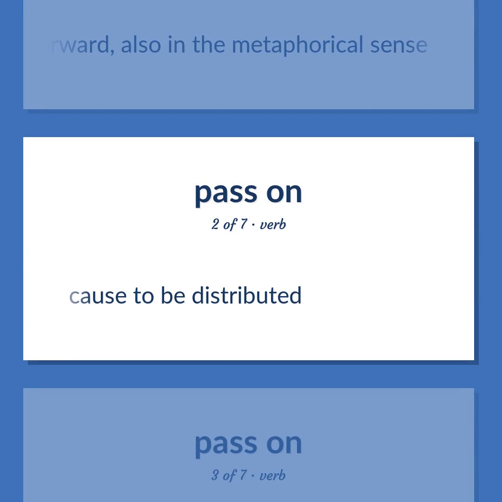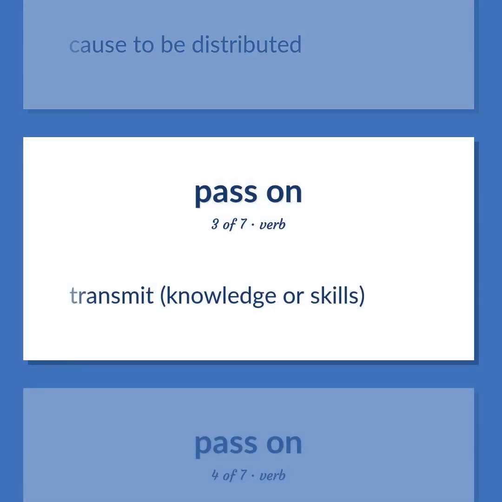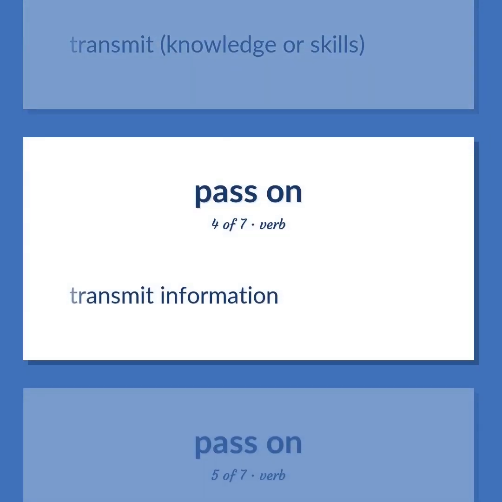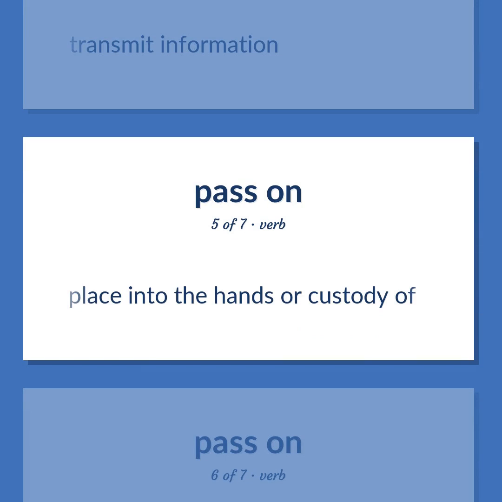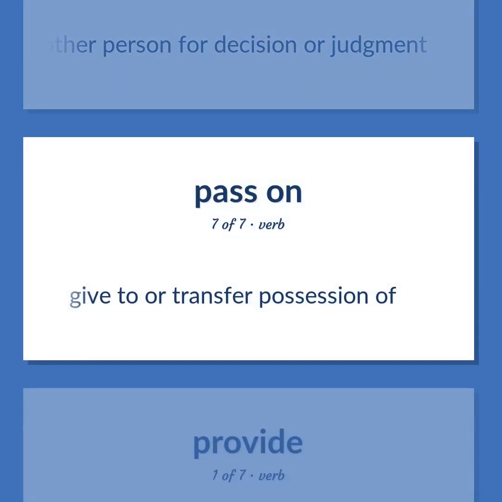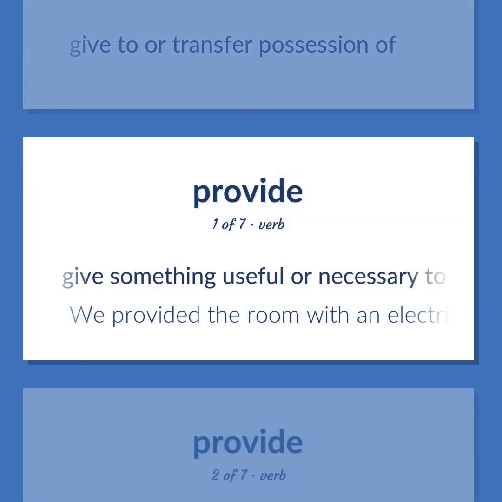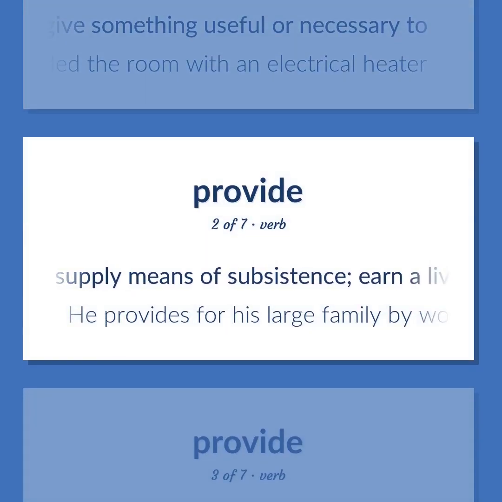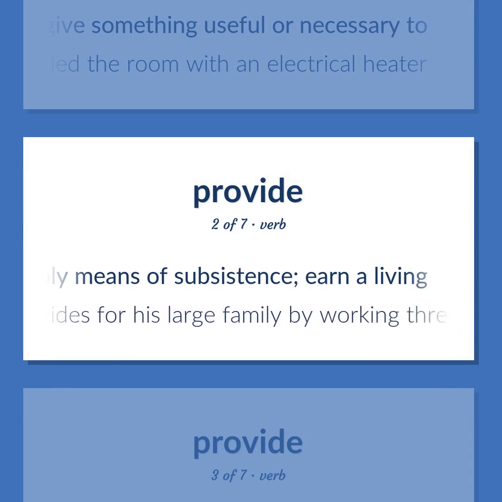Cause to be distributed. Transmit knowledge or skills. Transmit information. Place into the hands or custody of. Refer to another person for decision or judgment. Give to or transfer possession of. Give something useful or necessary to. We provided the room with an electrical heater. Supply means of subsistence. Earn a living. He provides for his large family by working 3 jobs.